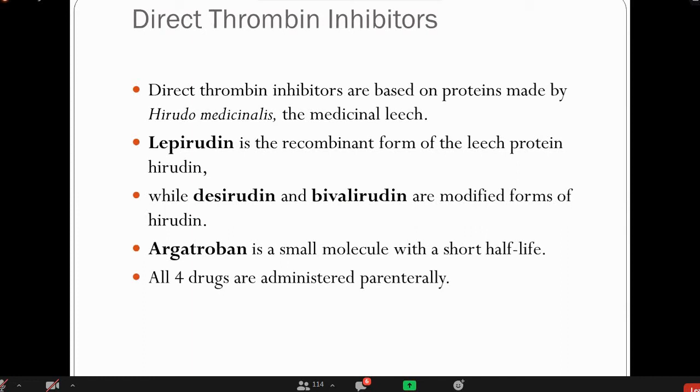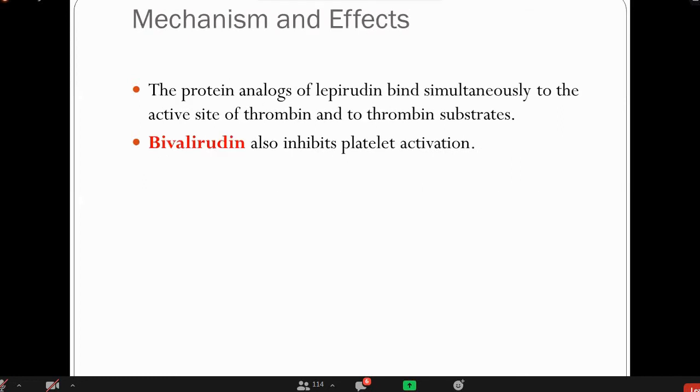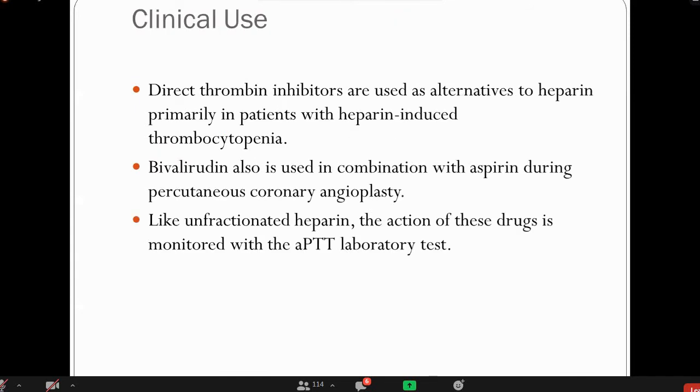And there is another important point related to this bivalirudin. The additional activity of bivalirudin is that it inhibits platelet aggregation, right? So mechanism and effects: the protein analog of hirudin binds simultaneously to the active site of thrombin and thrombin substrates. Bivalirudin also inhibits platelet activation. This is an important point you must remember. Clinical uses: direct thrombin inhibitors are used as an alternative to heparin, primarily in patients with heparin-induced thrombocytopenia. So this point we have already discussed, and it is important from the MCQ point of view.